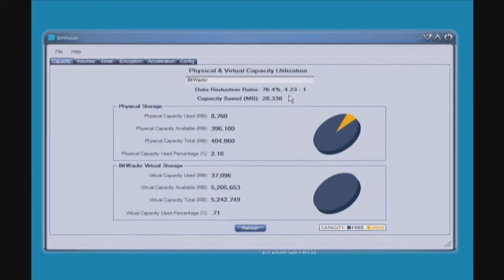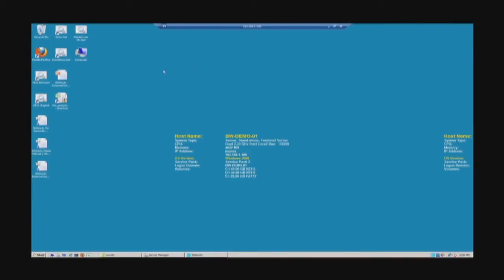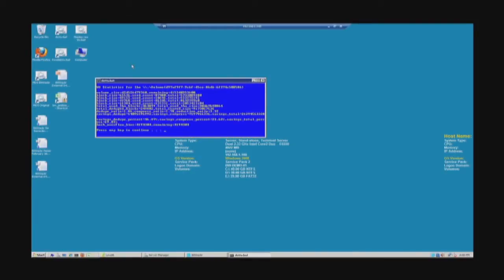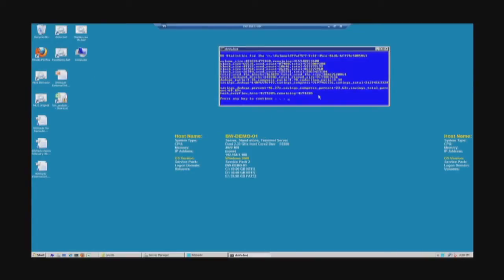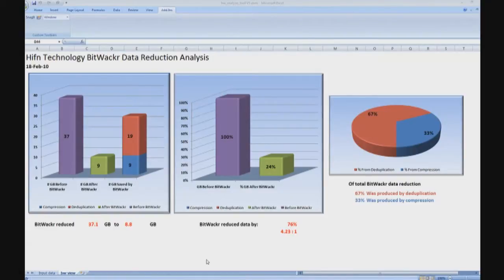We can look at it in a little bit more detail and in a couple of different ways. We have a command that we use to do analysis and diagnostics that's called view. And view gives us information about what happened as the data moved and how the data reduction is composed of compression and deduplication. It's a little bit difficult to look at the raw data. So what I've done is I've added to that an Excel spreadsheet that'll help us analyze the data reduction the BitWackr produced during the first part of the demonstration.